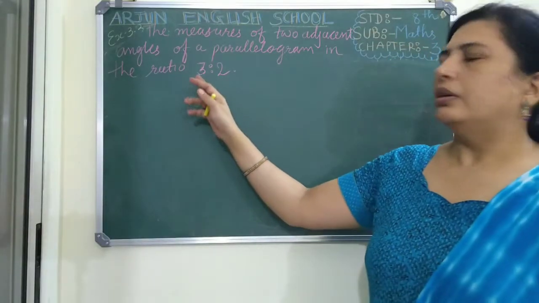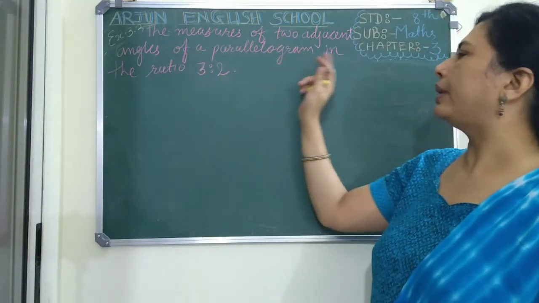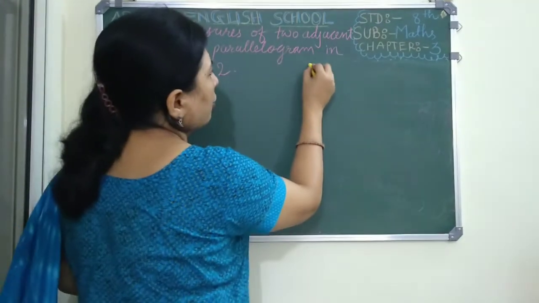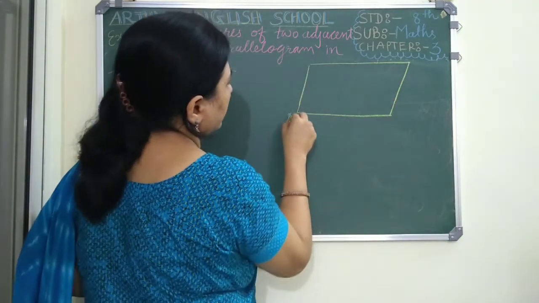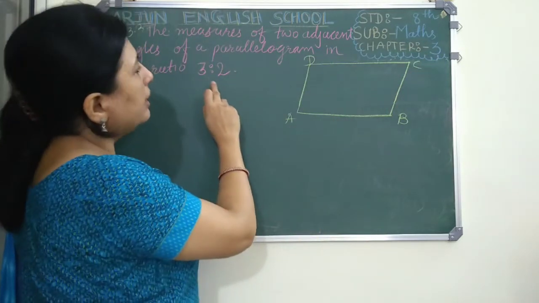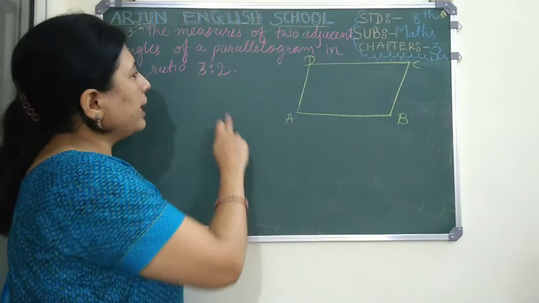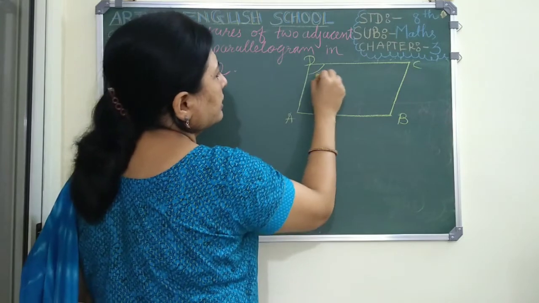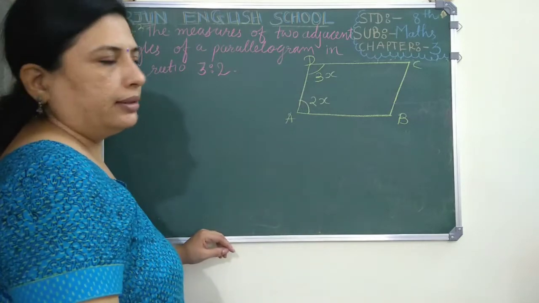In the next question, the question is like this. The measures of two adjacent angles of a parallelogram are in the ratio 3:2. Let us first draw a parallelogram ABCD. And adjacent angles 3:2. If we suppose that one angle is 3x and the other angle is 2x, then we can write here this as 3x and this as 2x as they are adjacent angles.